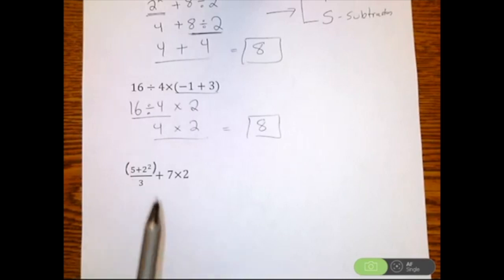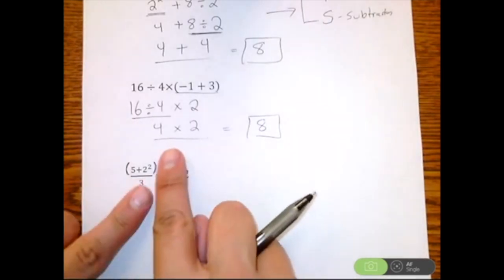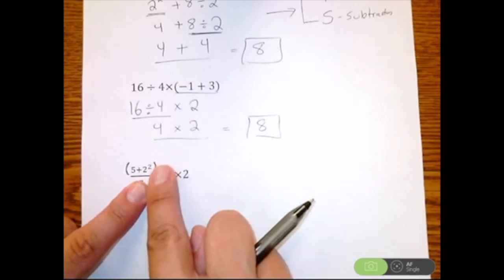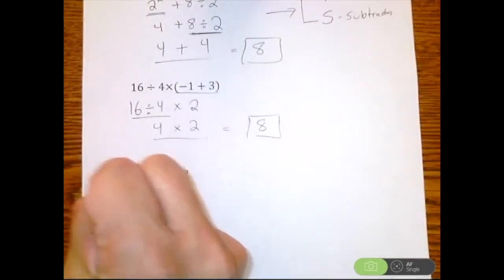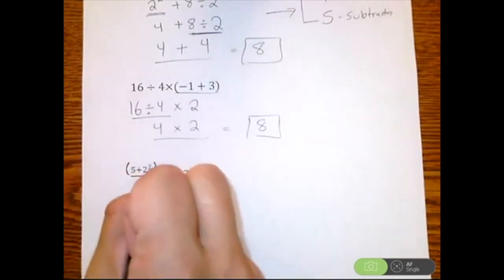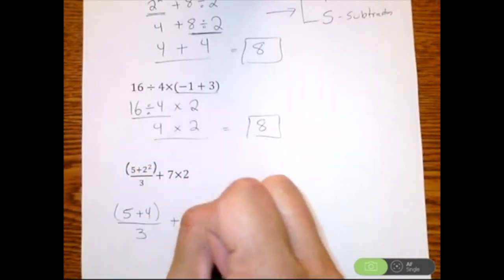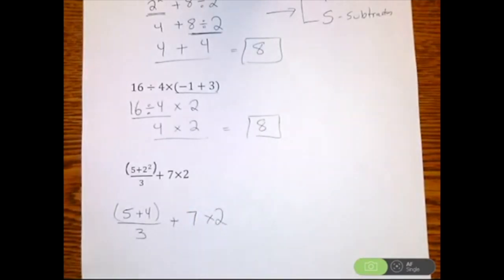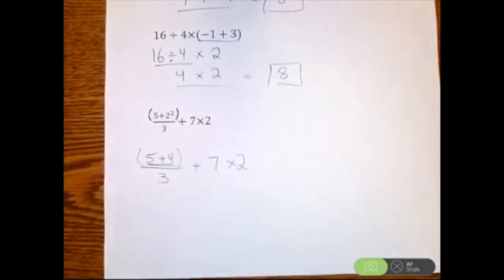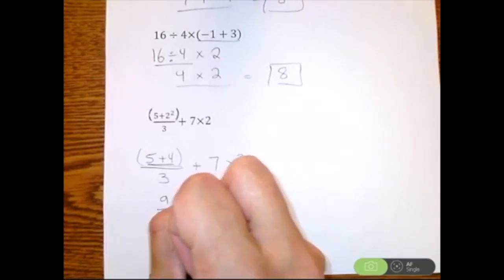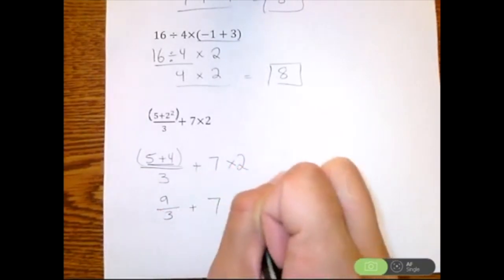If I'm going to do this one step by step, I have parentheses, so I have to work inside there first. Inside the parentheses, I have addition and I have exponents. We have to take care of the exponents before addition, so 2 squared is 4. So we have 5 plus 4. Didn't touch the fraction with a 3 on the bottom. Didn't touch the plus 7, the multiplication, the 2. Continuing on, this would still be inside the parentheses. 5 plus 4 is 9. So 9 divided by 3. Didn't touch the plus, the 7, the multiplication, the 2.